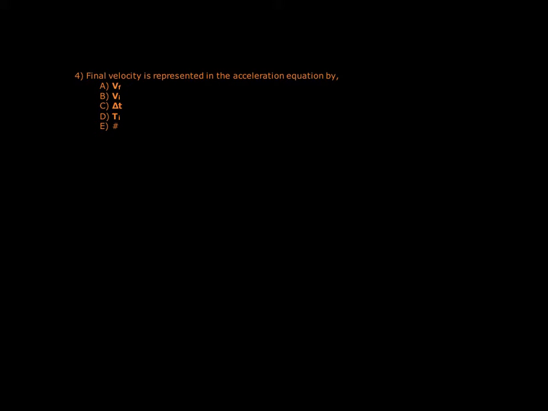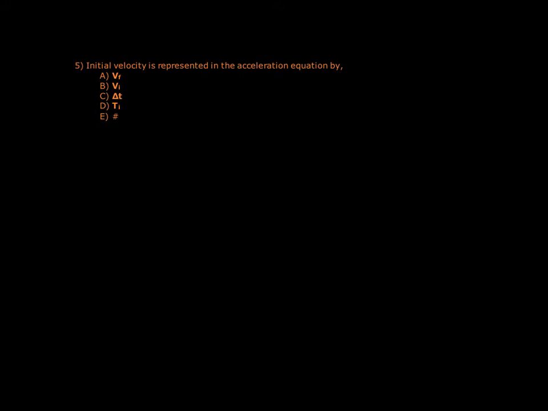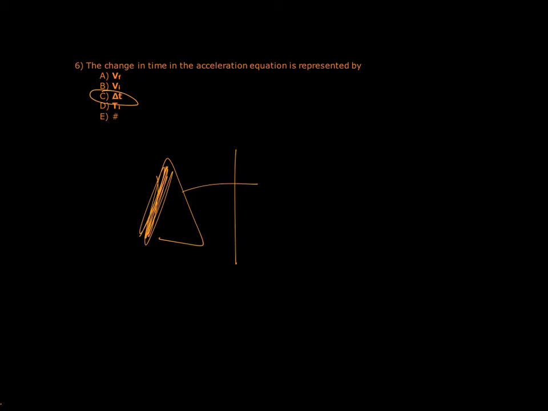The final velocity in the equation is represented by v sub f for final velocity. The initial velocity is v sub i, so vi for initial velocity. And the change in time we represent with the Greek letter delta and a small letter t. So it's a triangle, usually with one side thicker than the others, and then a lowercase t.